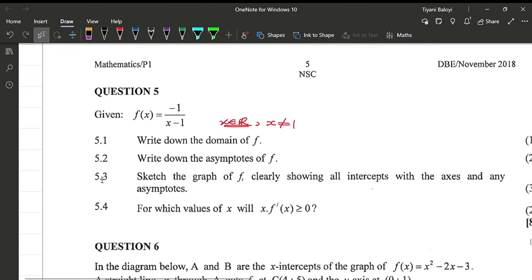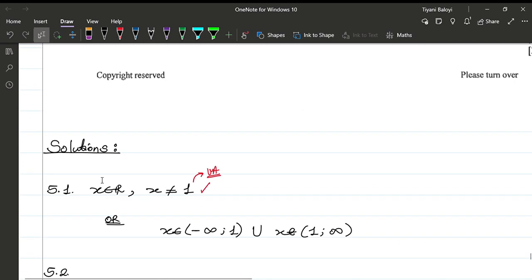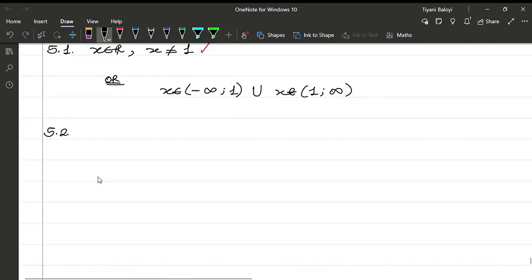So let's see 5.2. Write down the asymptotes of f. Let's start with the vertical asymptote, which we have already talked about. So x minus 1 is equal to 0, therefore x is equal to 1. The horizontal asymptote: our q is 0, so y is equal to 0.